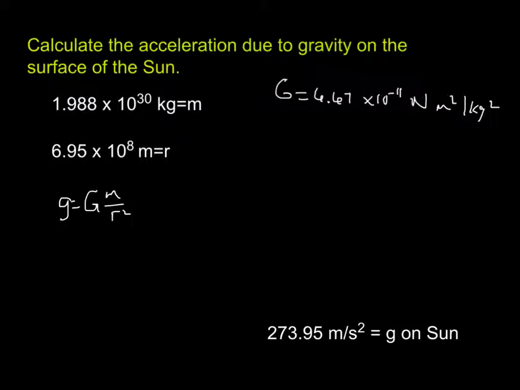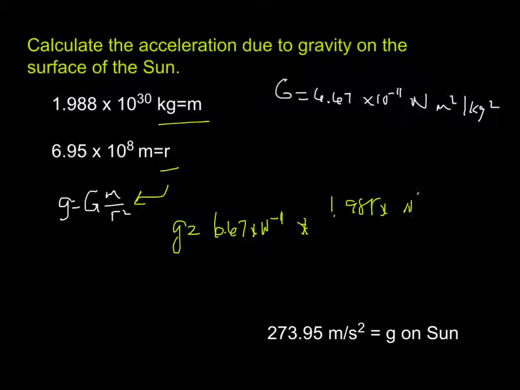So on the second one that we had some issues with, calculate the acceleration due to gravity on the surface of the Sun. Well, if I look, this is my mass, this is my radius. I'm going to use something similar to this formula. If I go through and set it all up, I don't know the gravity, but I do know it's 6.67 times 10 to the negative 11th, multiplied times 1.988 times 10 to the 30th over 6.95 times 10 to the 8th squared.